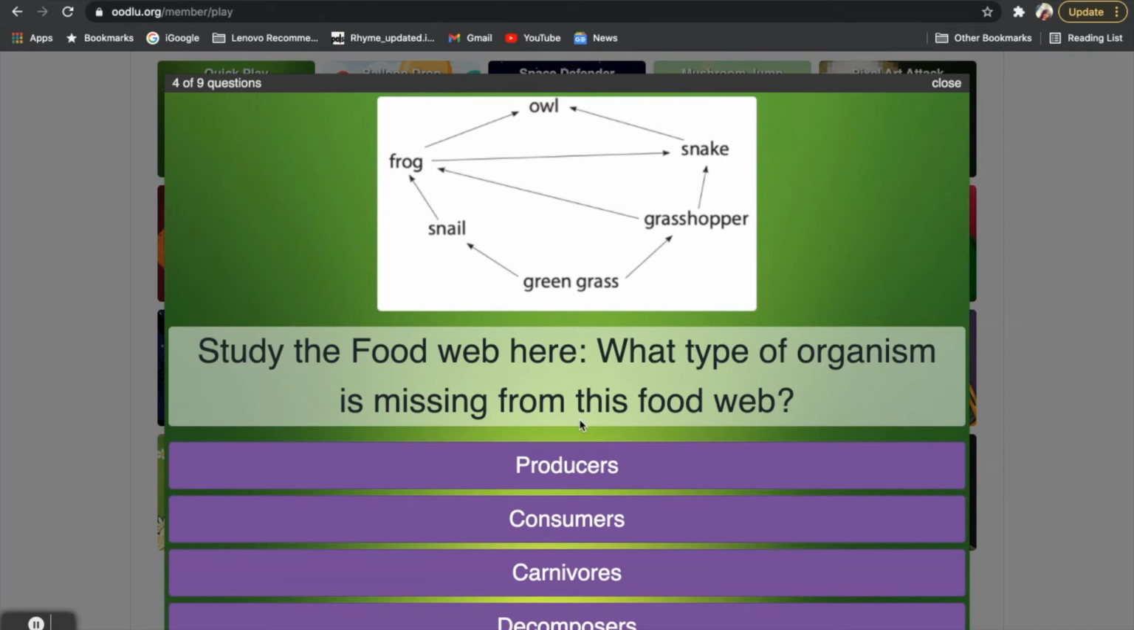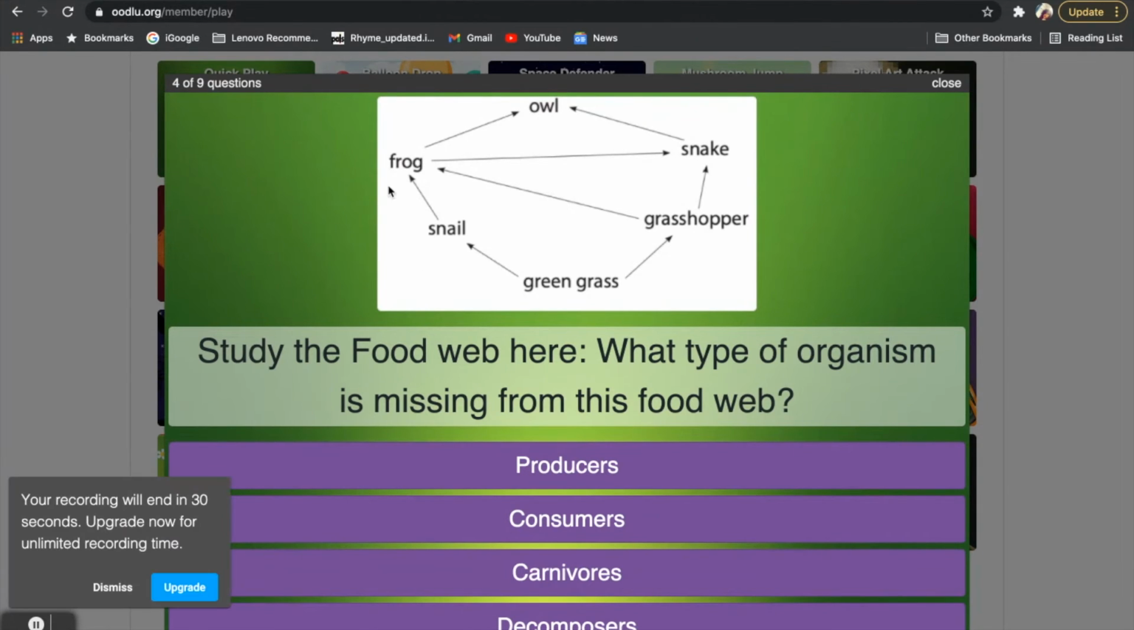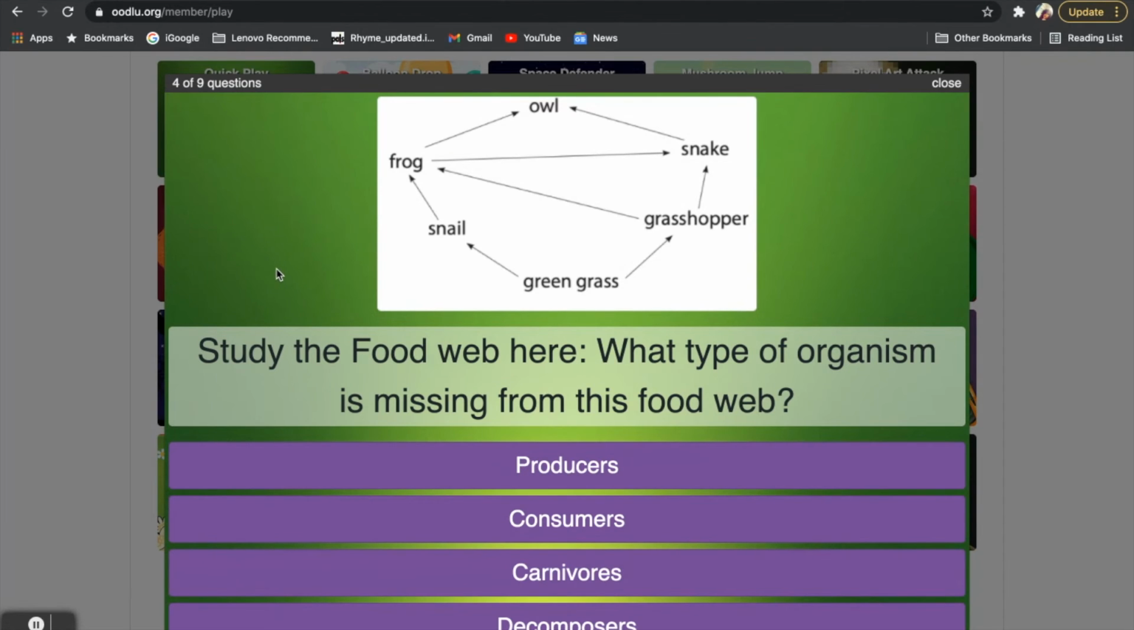So when I was reading that food web, I saw green grass, and I know that is a producer. I saw a couple of consumers like the snail, frog, owl, snake, and grasshopper. I saw some carnivores because I know the snake eats a grasshopper, and also the owl and the frog are examples of carnivores. But what is missing from this food web?